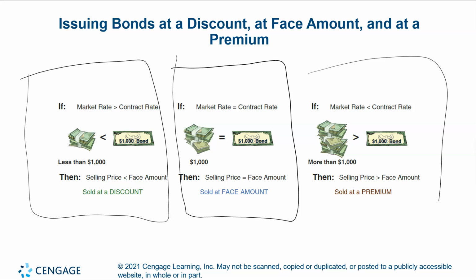Let's look at the last scenario. If the market rate is less than the contract rate, okay, so that means that we're going to pay them the 8%, for example, every 6 months. But out in the market, they could only get 7%. Well, we're not going to be willing to sell that $1,000 bond for $1,000. We're going to put a premium on it and sell it for more. It's important to realize that the amount that we sell it for, the proceeds that we're going to get, just makes our bond equal to the market interest rate.